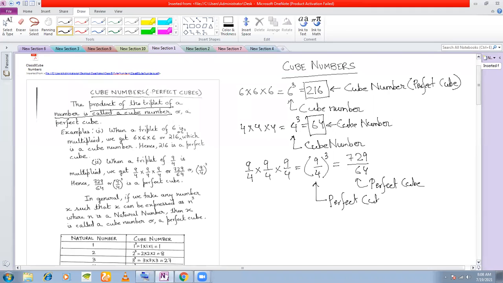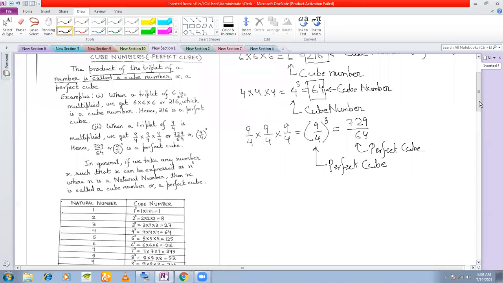Excuse me, sir. Tell me. Sir, if 729 or 64, if another number would be, we can divide it also. If it is divisible. You mean canceling the common factors, yes. If there are certain factors in common, you can cancel them. Okay, sir.